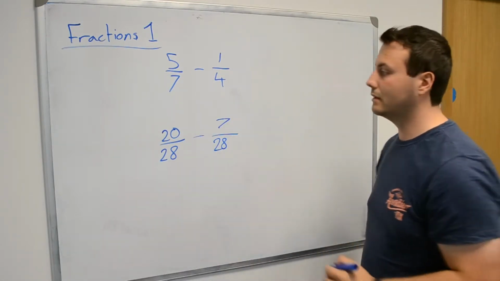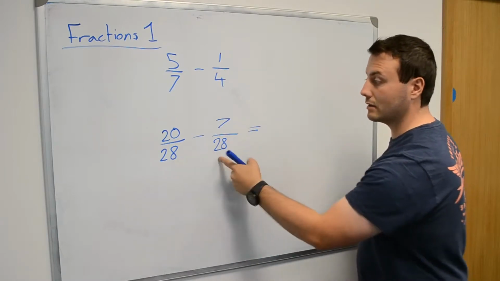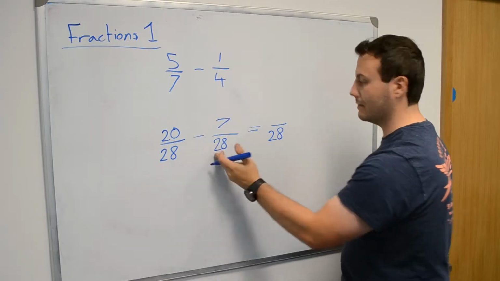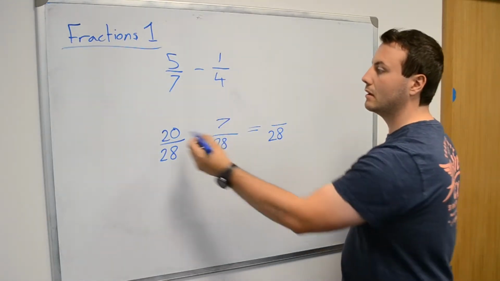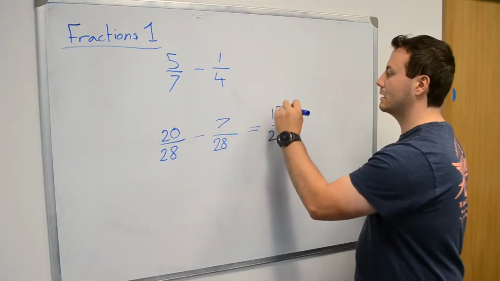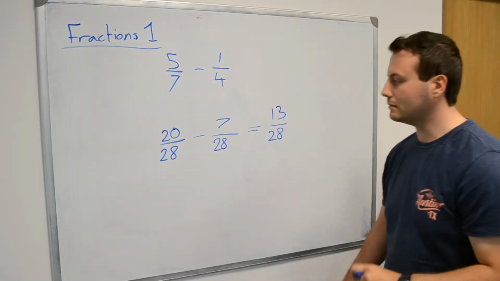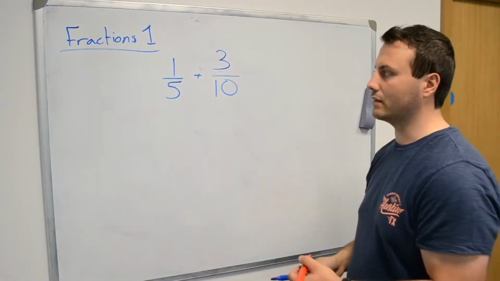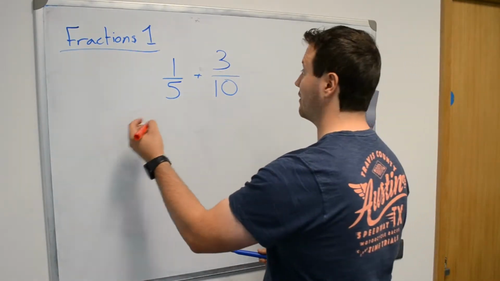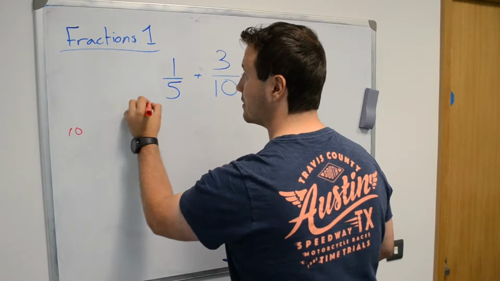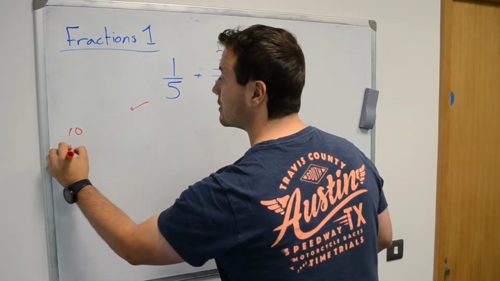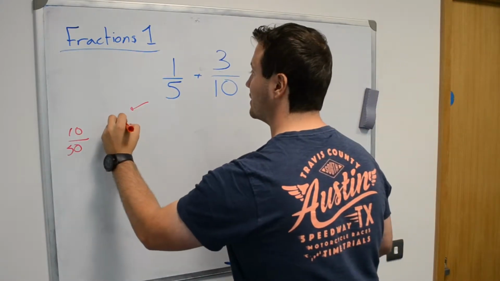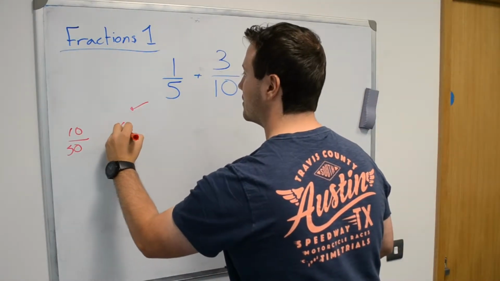And now we do subtraction. The denominator is still going to be over 28, because remember we've always got to keep the same base going through. And then 20 minus 7 is 13. So in this example we could do the same method again, 1/5 plus 3/10. So we can multiply the left-hand fraction by 10 to give us 10/50. And then the right-hand fraction we're going to multiply by 5 to give us 15/50.